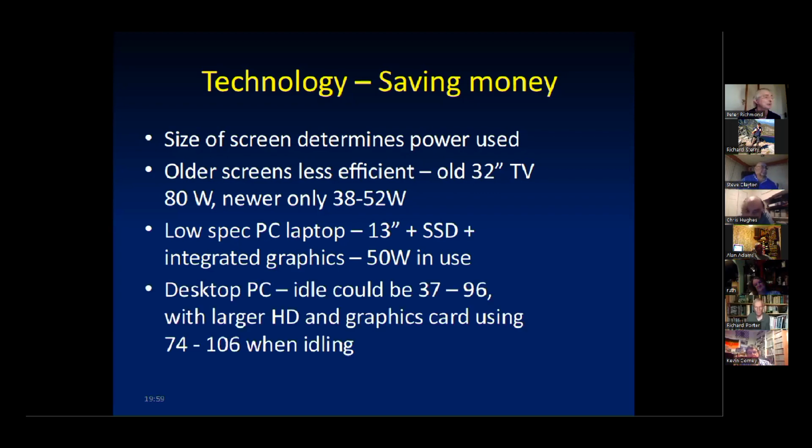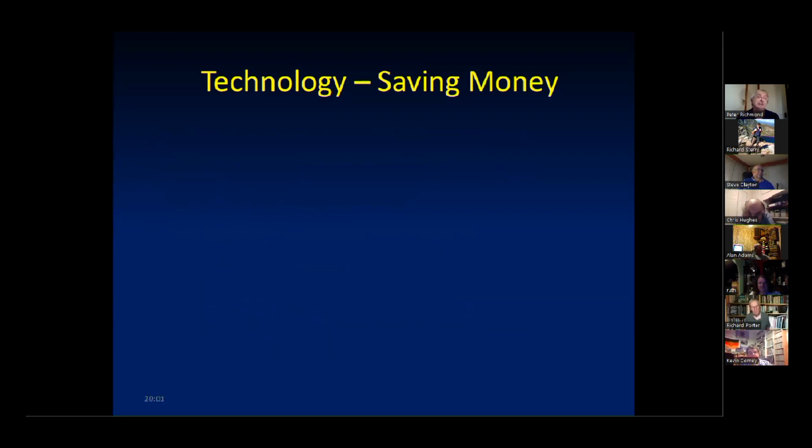So this is where we get to the desktop PC, which a lot of people could have. The idle state, i.e. it's on, no programs are really doing anything, it's just showing the backdrop, could be anywhere between 37 and 96 watts, which is substantially more than a Pi 4 and screen. And we haven't even added a screen to the desktop PC on this one, that's just the actual unit itself. If you have a larger HD and graphics card, it'll probably use between 74 and 106 when idling, so not actually running any programs, which is a bit mind-boggling, really.